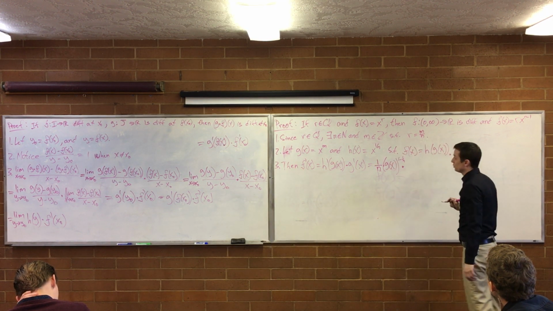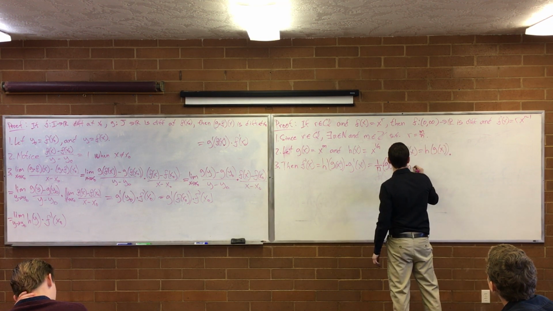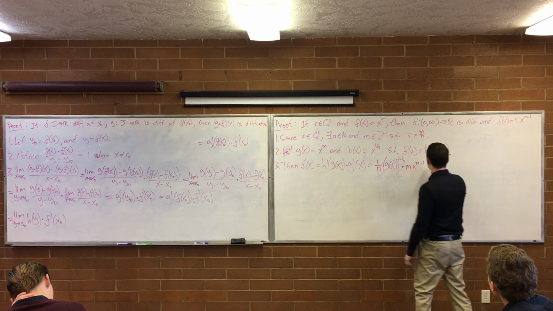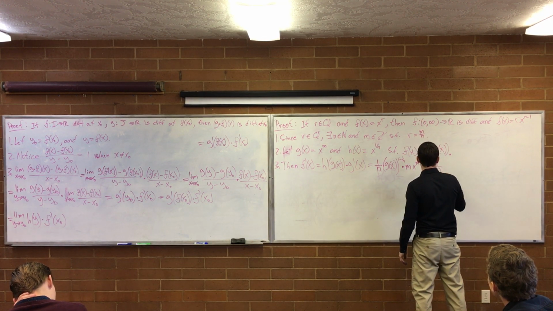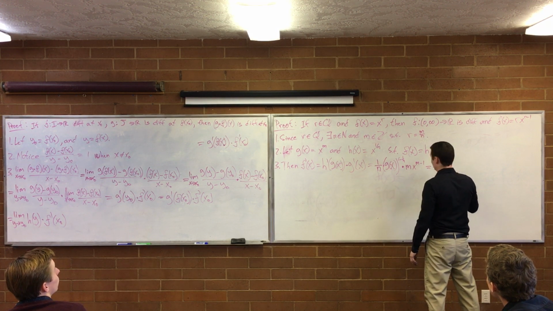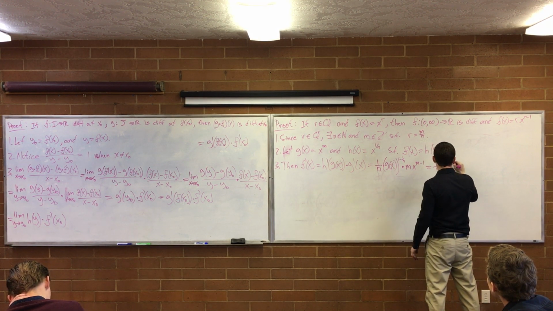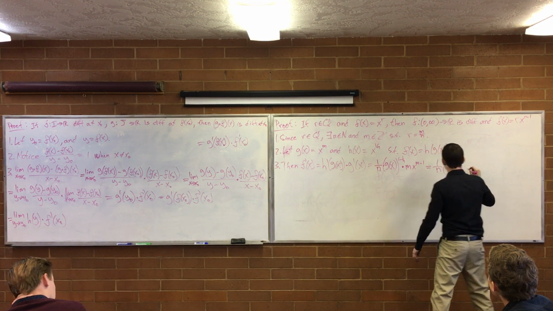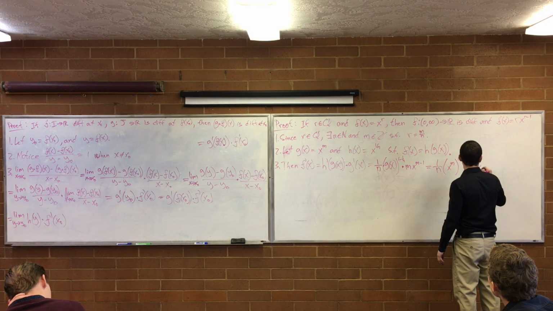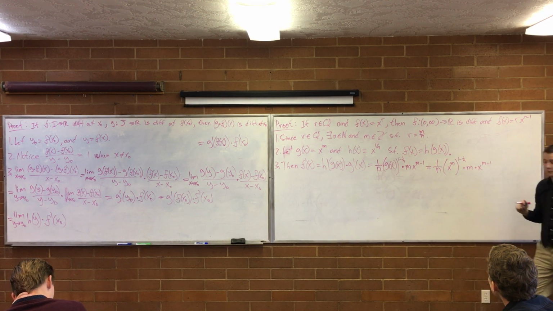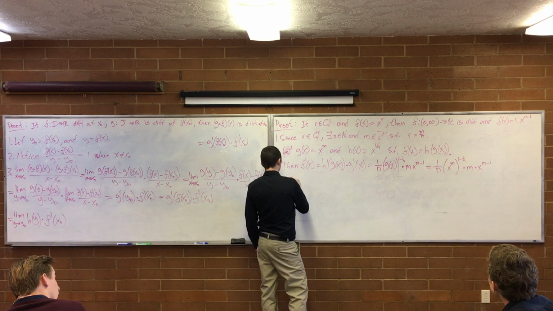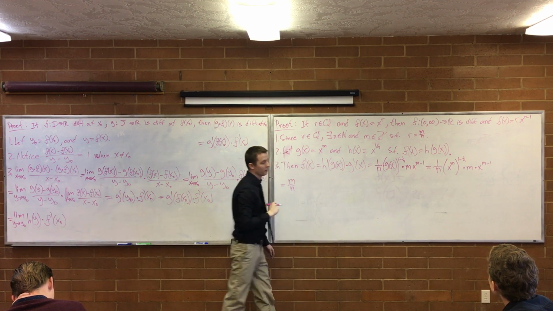Times, what's g prime of x? m times x to the m minus 1, right? Finally do our last substitution. g of x is x to the m. Now I'm just going to start doing some algebra. So first off, my coefficient is going to be m over n. Good.